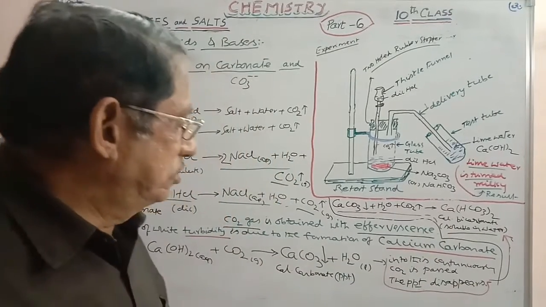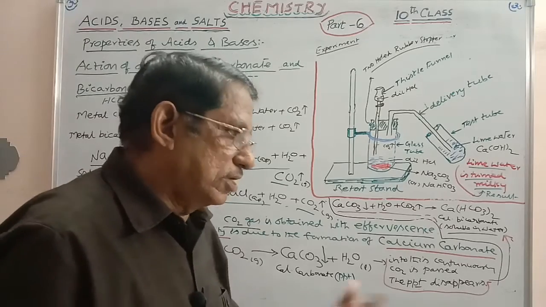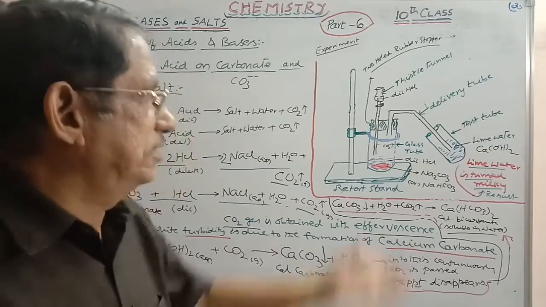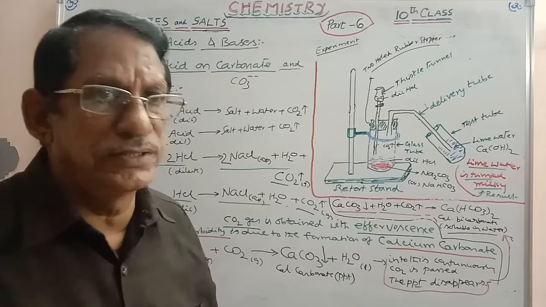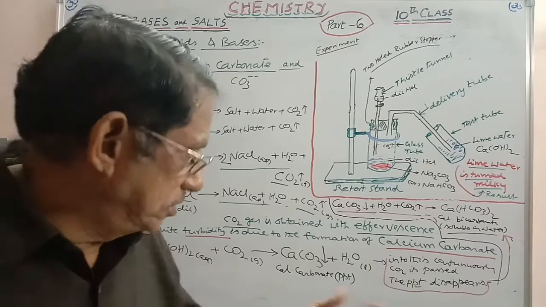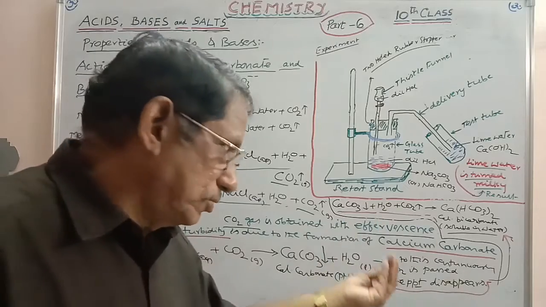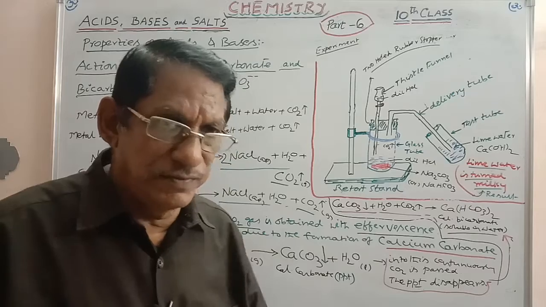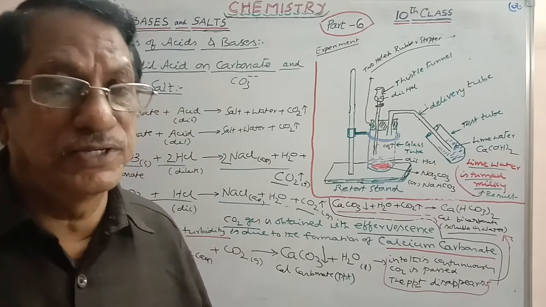Okay? So this is all about the action of dilute acids on carbonates and bicarbonate salts. With experiments, we demonstrated it on the board. You can do it easily in the laboratory. Lime water will be available, sodium carbonate is available, dilute acid and apparatus are available. You can perform it in the laboratory and enjoy doing the experiment and observing the result.